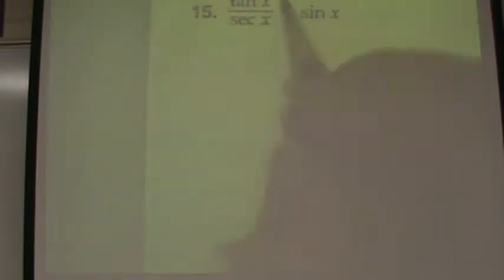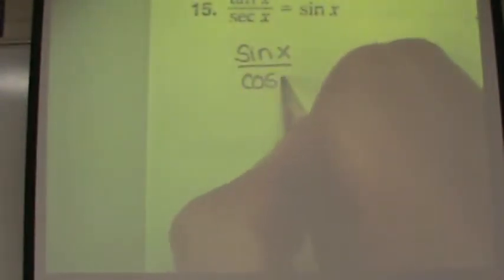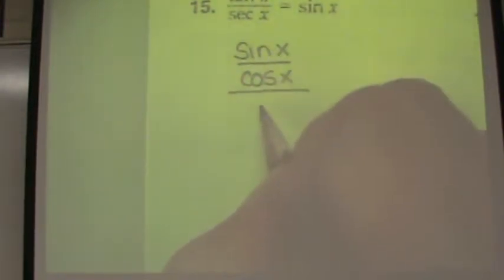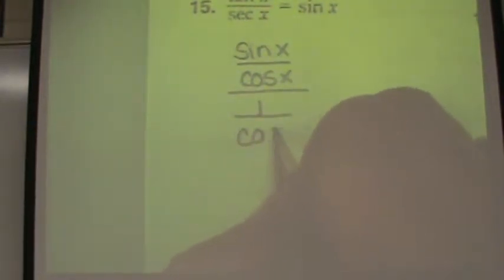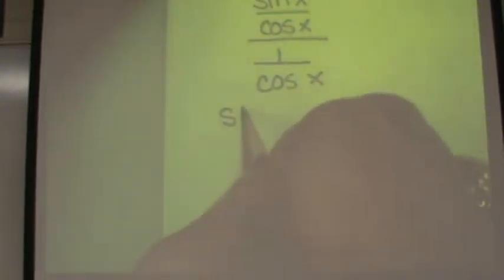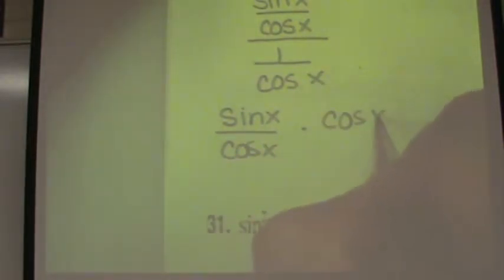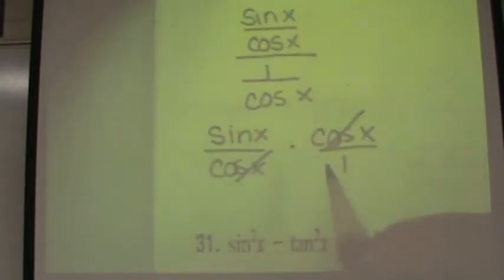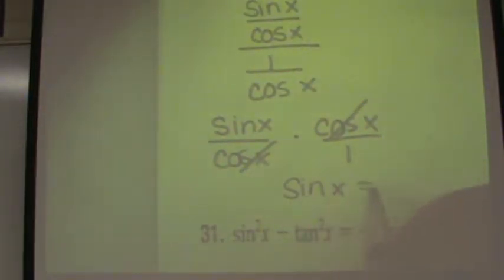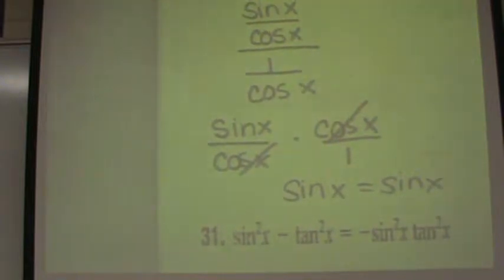Number 15. What should we replace tangent with? Tangent is sine over cosine. What's secant equal to? 1 over cosine. Now, if you flip and multiply, what do you have? What cancels? What's left? Easy?